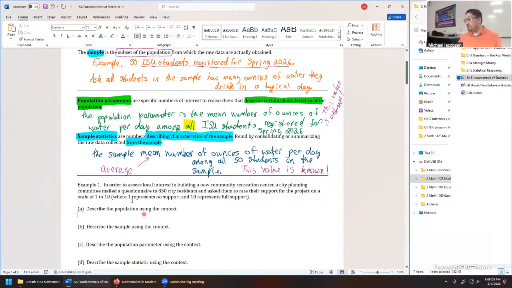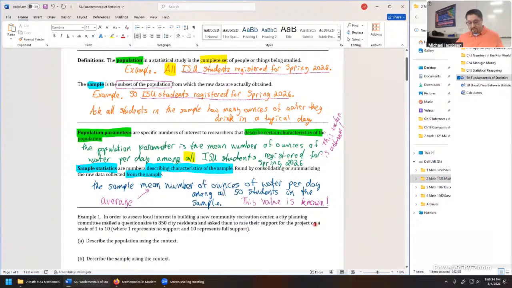In example one, it says, in order to assess local interest in building a new community recreation center, a city planning committee mailed a questionnaire to 850 city residents, asking them to rate their support for the project on a scale of 1 through 10. 1 is going to represent no support, and 10 will represent full support for building that new community center. So let's see if I can get a quick screenshot here.